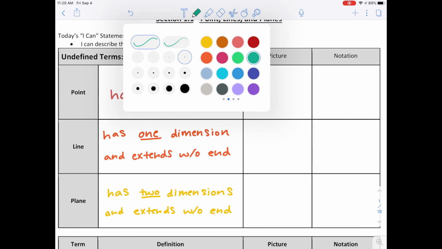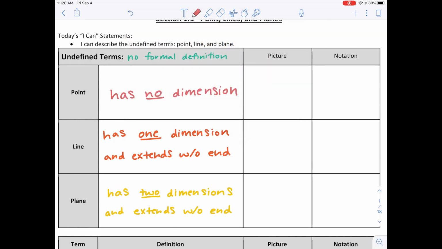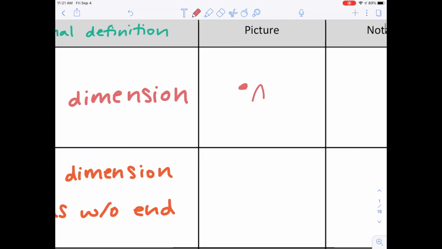So first up is point, and point has no dimension. So a point is just a little dot in space. You've seen points before on coordinates, and it really just looks like a dot when we write it on a piece of paper. So it's like a dot. We name it with a capital letter, so I could call this point A.